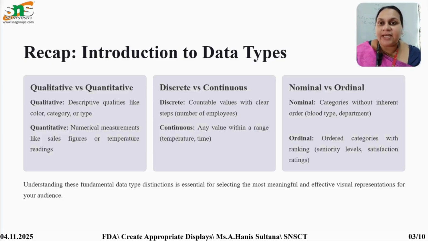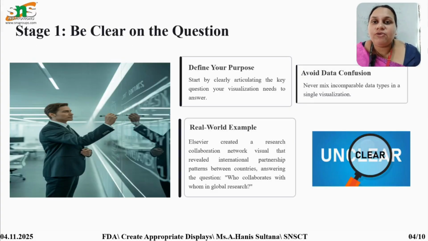For example, if you take continuous data, we go for histogram. If you take categorical data, we go for bar chart. If you take ordinal, we go for scatter plot, etc. Now let us see the five stages of DT, that is design thinking, which can be incorporated in our topic, and let us have a discussion.